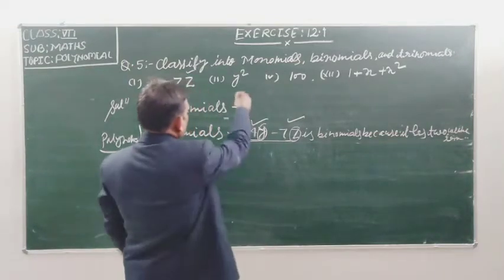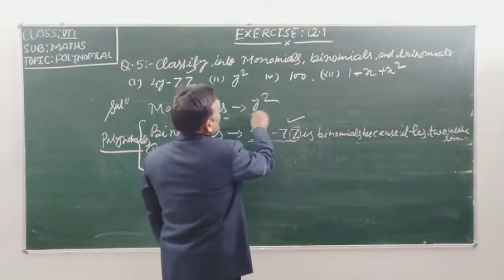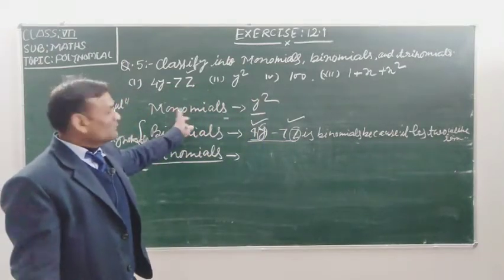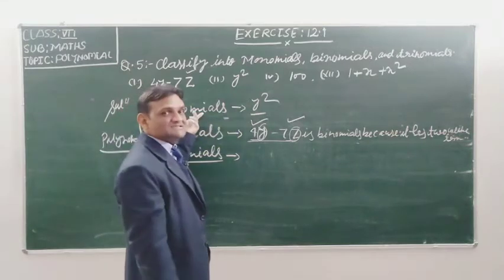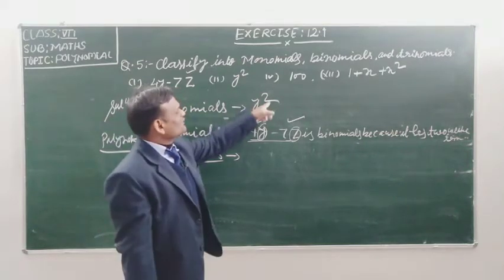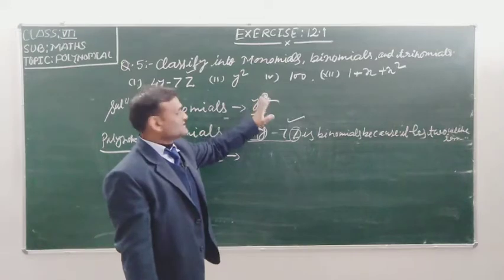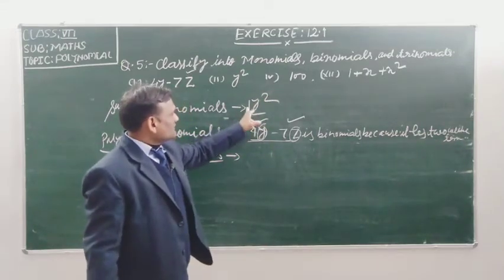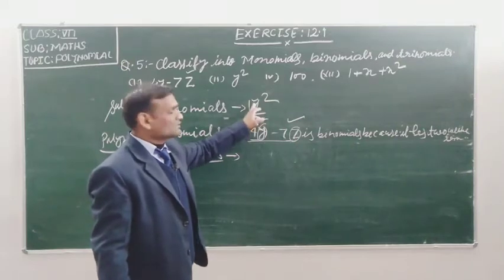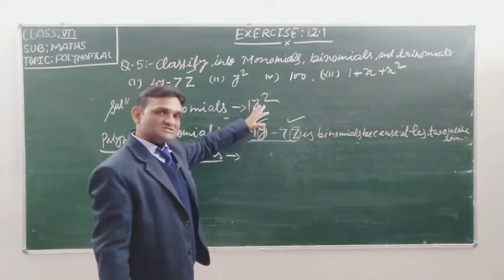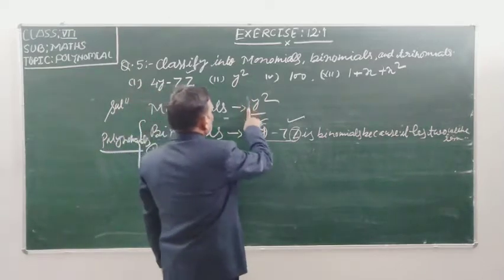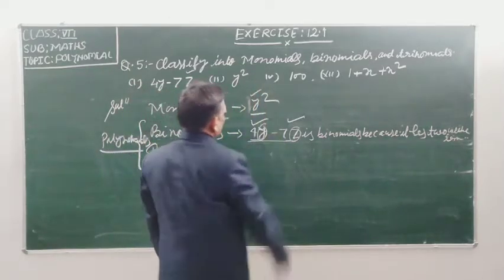Same, student, y square. You know y square is a monomial. You will put it in the category of monomials. Why? Because it has only one term. It is an expression. You can write 1y square and there is no sign between 1 and y, so you will understand it is multiplication. So it is an expression and this expression has only one term, so it is called a monomial.